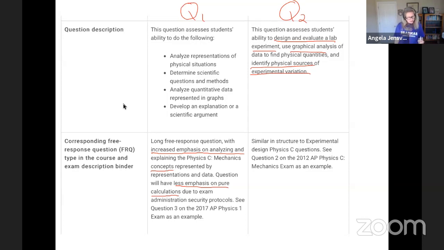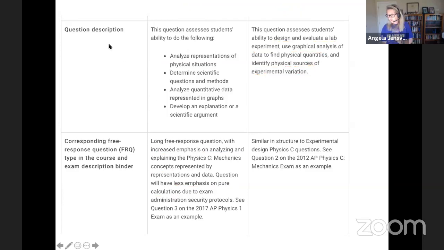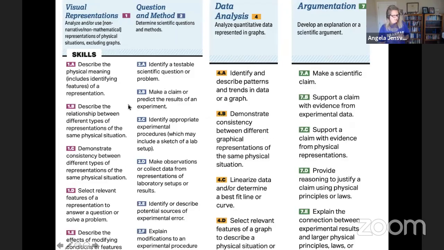Okay, but I looked at this bullet list, and because I've been using the course and exam description all year, I noticed these four bullets are science practices. This is science practice 1, this is science practice 2, this is science practice 4, and this is science practice 7. So I just want to draw your attention to those. Hopefully you've been practicing these skills all year, so it's not really a problem.